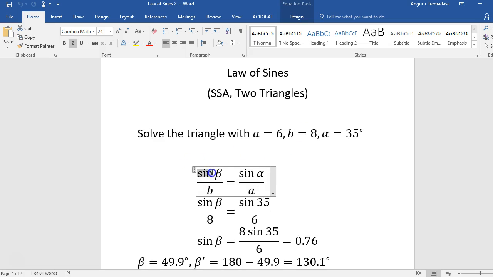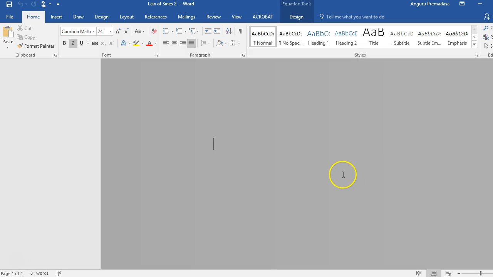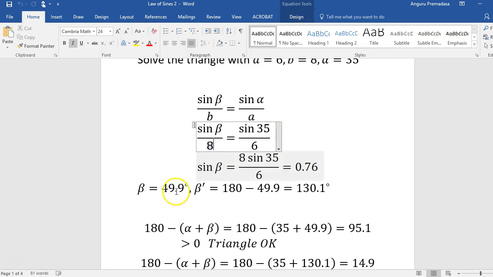So we have sine beta over b is equal to the other ratio, which is a known ratio, sine alpha over a. So sine beta over b, where b is equal to 8, is equal to sine alpha, which is 35, divided by a, which is 6. If you carry the 8 over to the other side, you get sine beta is equal to 8 sine 35 over 6, which is 0.76. Then we do the step of finding beta right away.